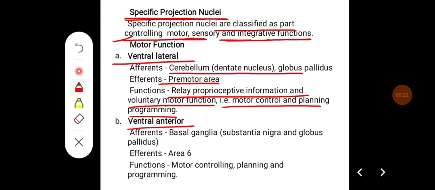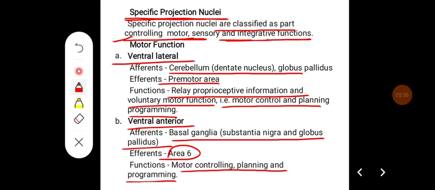For the ventral anterior nucleus, the afferents come mainly from the basal ganglia, from the substantia nigra and globus pallidus, and efferents go to area 6. Their function is mainly motor control, planning, and programming.